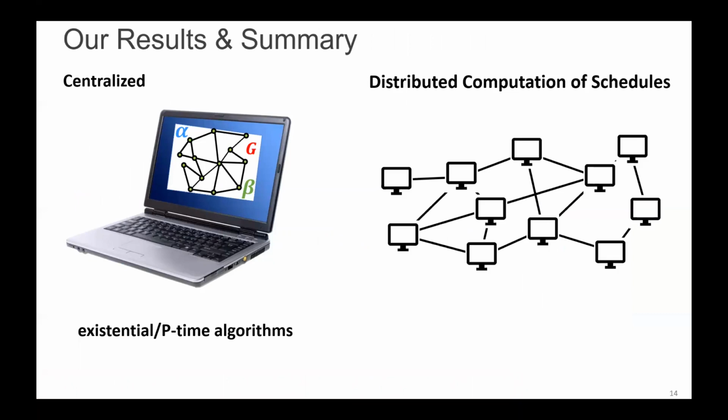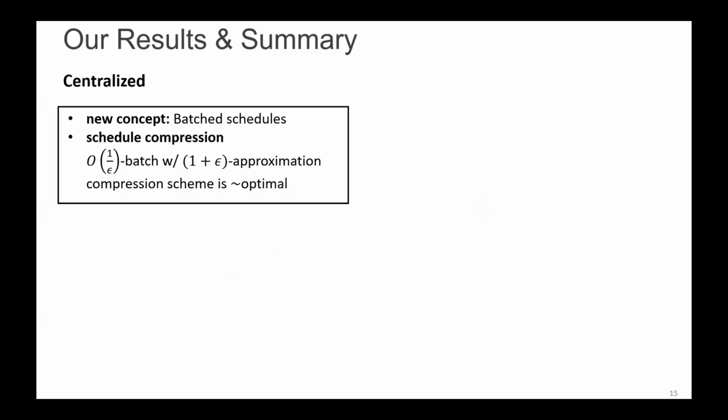Since this is something which has not been studied before, we have quite a large number of results here. We have some centralized results, which are on the existential side, where we show that certain schedules exist, and also some polynomial time algorithms. And we have distributed results where we present distributed algorithms to compute such schedules. I won't be able to present all our results on this slide, but let me give you a short overview of what kind of results we have.